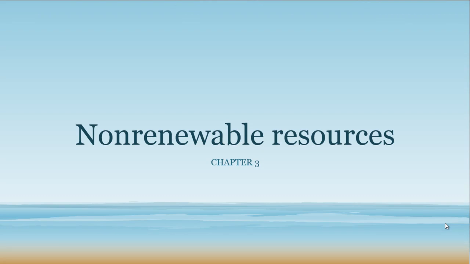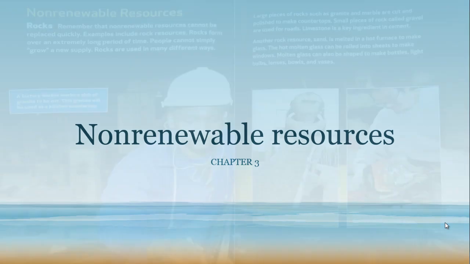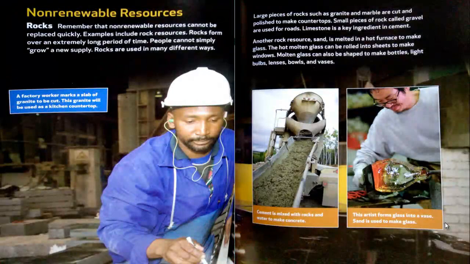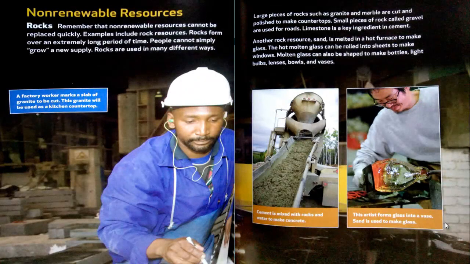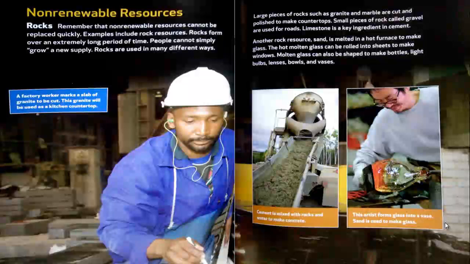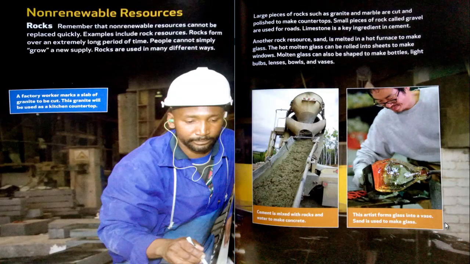We are going to complete our lesson about natural resources, which are either renewable or non-renewable resources. And today we are going to talk about the non-renewable resources. What are non-renewable resources? Non-renewable resources cannot be replaced quickly, as you remember, like rocks. Rocks formed over an extremely long period of time, and people cannot grow new supplies of it.